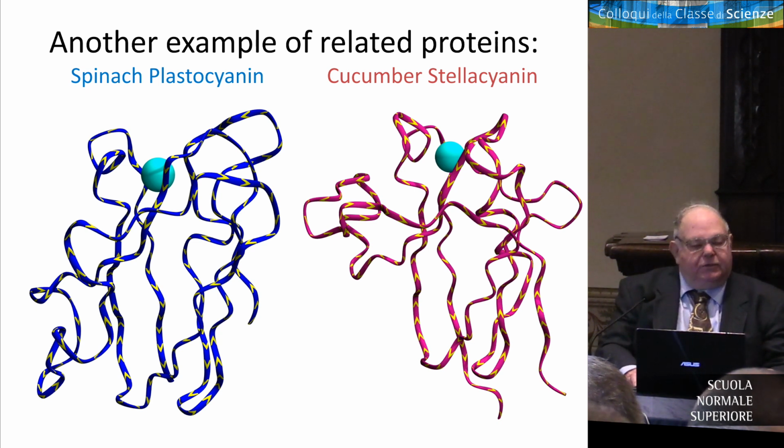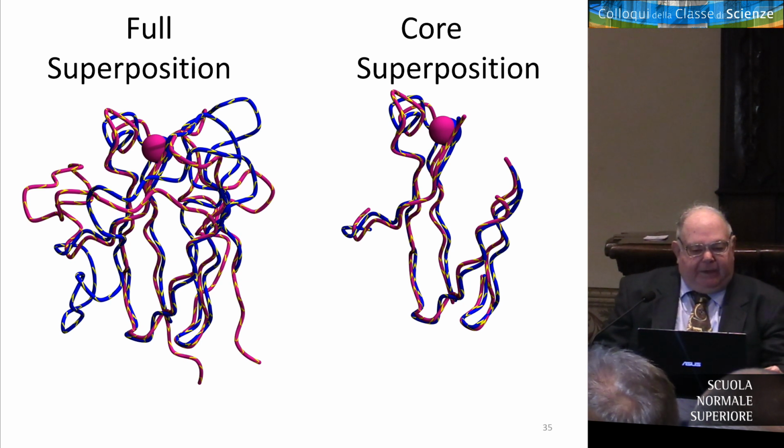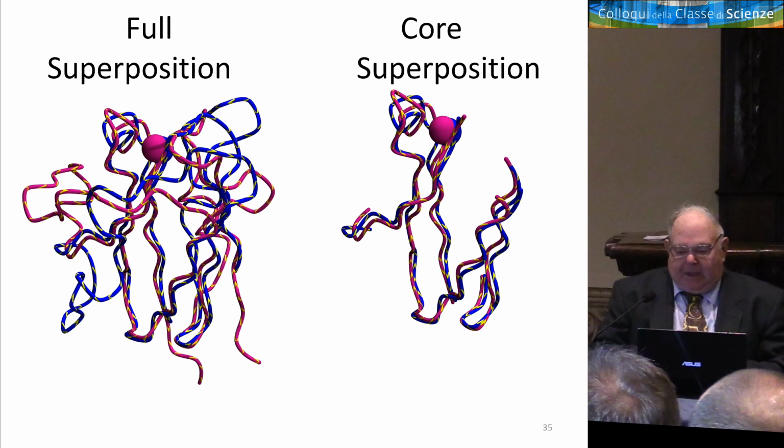But again, to try to answer the question of what's conserved and what isn't, you do superposition. So here's the superposition showing everything. And here again is the extraction of the core, the similar bits. So you see that within these two structures, parts of it have diverged and parts of it have stayed the same.